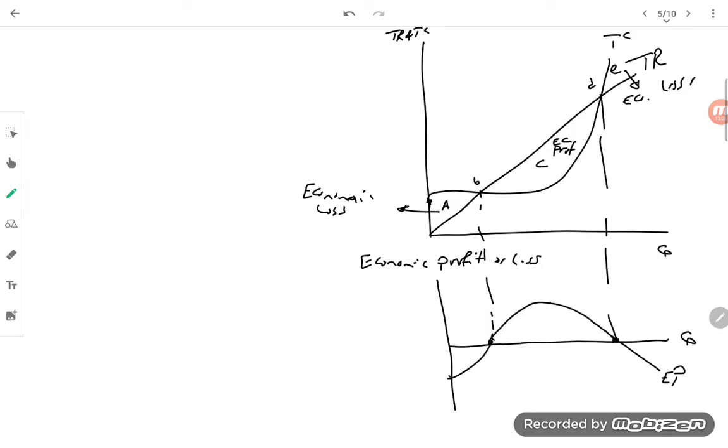So where is the point, at which quantity, is the profit going to be maximized? The highest difference between total revenue and total cost is the point at which profit is going to be maximized. Say for example 9. So the quantity 9 is the quantity that maximizes the economic profit of the firm. So this is the point of maximum profit, or the highest difference between total revenue and total cost.